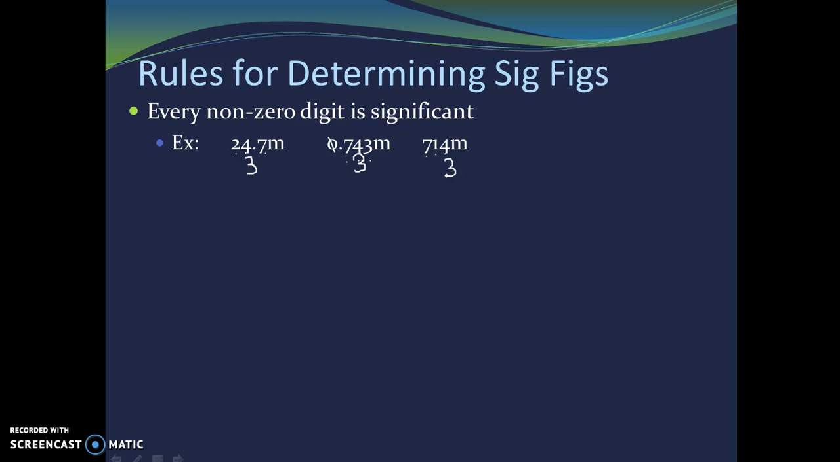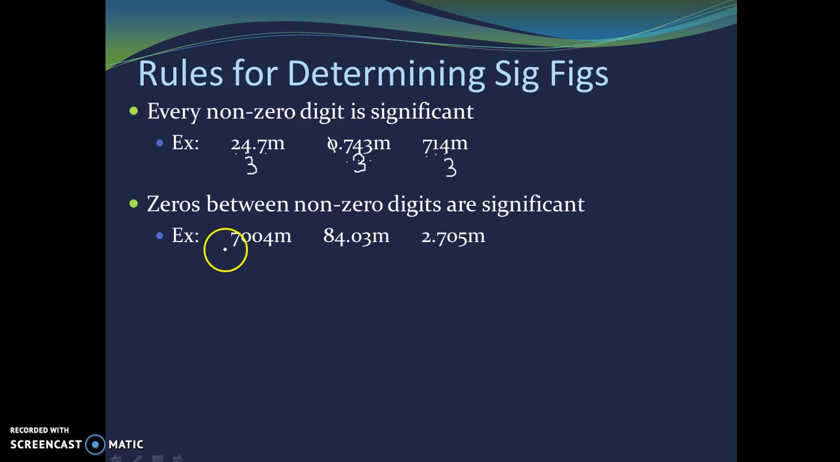It doesn't matter where a non-zero digit falls in a measurement. If it's not a 0, 1 through 9, it's significant. If a 0 is between non-zero digits, then it is significant. So 7,004: we know the 7 and the 4 count. These two zeros are between two non-zero digits, so that means that this has 4 significant figures. 84.03: we know the 8, the 4, and the 3 are significant. This 0 falls between two non-zero digits, so this has 4 significant digits.